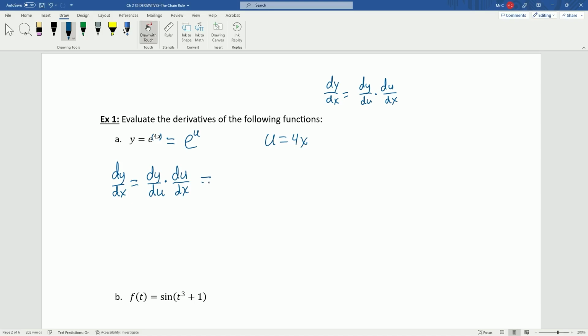And so then I go, okay, well, what are these derivatives? dy/du is e to the u. That's really easy. And du/dx is 4. And now I'll just write that 4 in front and replace u with 4x, so that everything is written back in terms of x. And there's my derivative, dy/dx. Done.